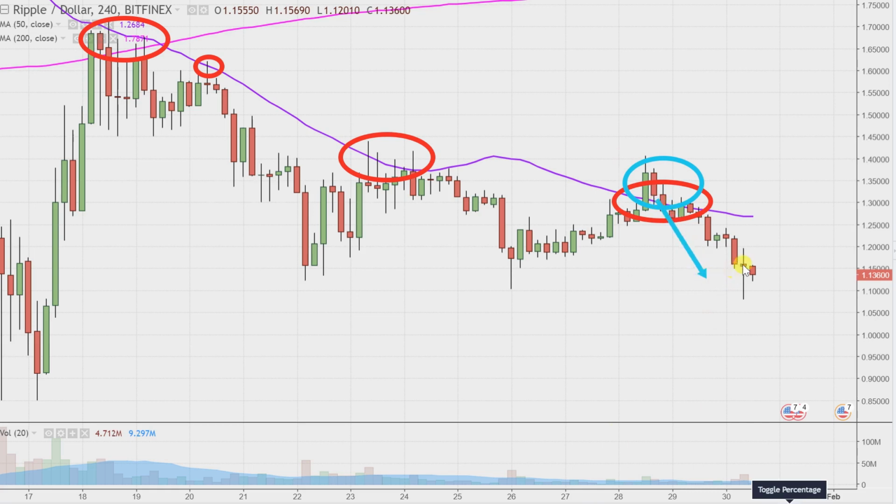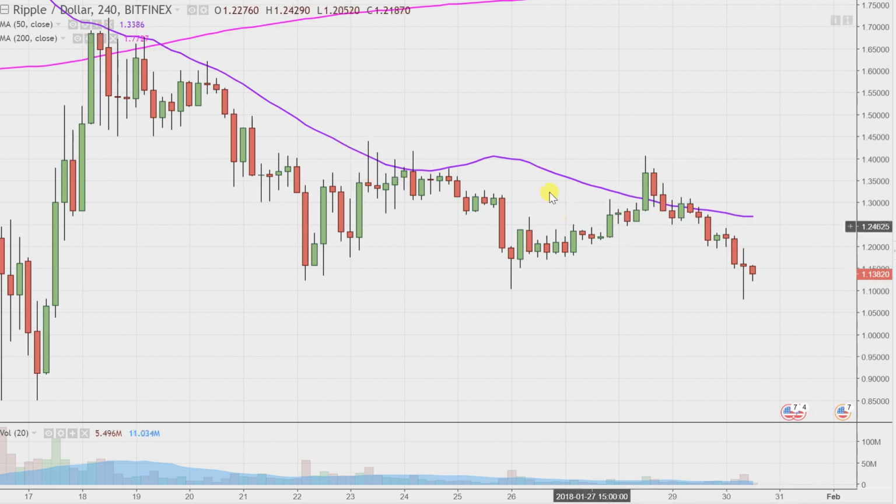So it's kind of a two-pronged attack. That first prong that needs to be accomplished is getting up above that purple line. The second prong is staying up above the purple line. So without doubt, the 50-period moving average is the key level of resistance going forward.